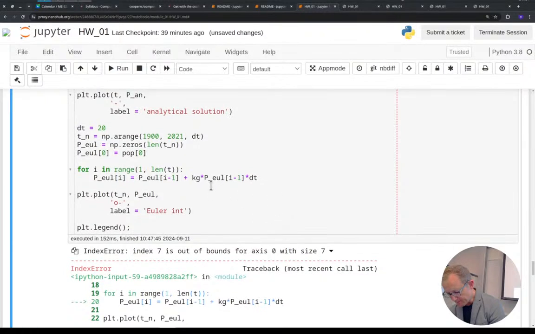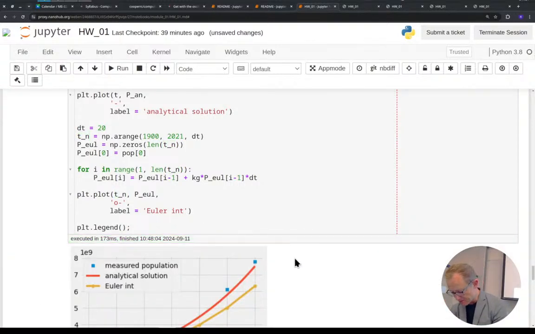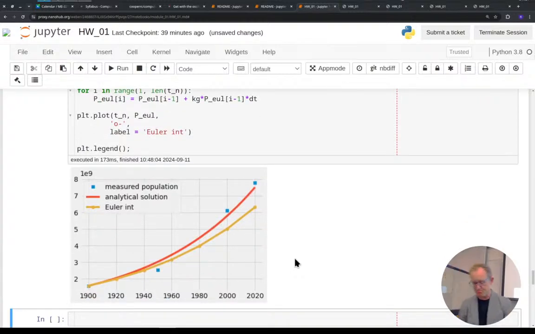Oh, yep, because this should be t sub n. I don't want to loop through t values. I want to use the same time that I defined for my Euler integration. Now I've got half or quarter of the McDonald's arch, some of the red and yellow.